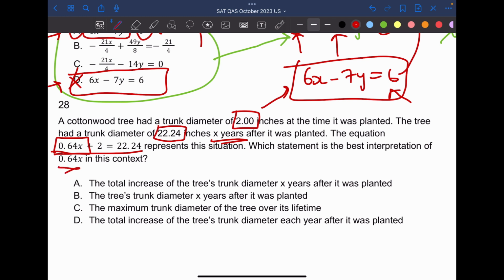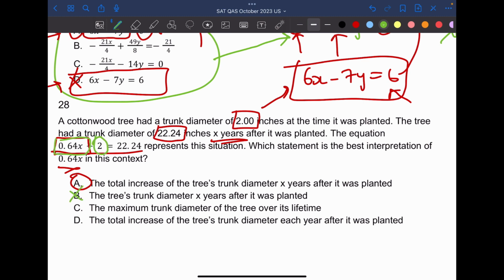So like we already said, part A says the total increase of the tree's trunk diameter x years after it was planted. This must be the correct answer because it tells us how much the tree grew after x years. But let's also see why B, C, D are wrong. B is wrong because it says the tree's diameter x years after it was planted, but the diameter needs to be added by 2. This is not the final diameter because it will always be 2 inches short.